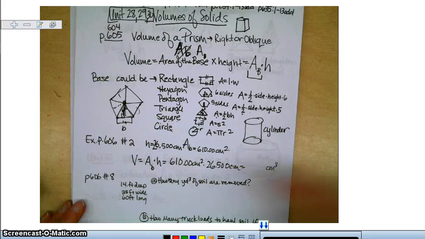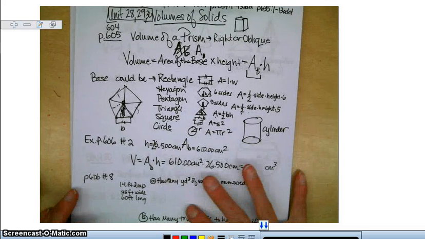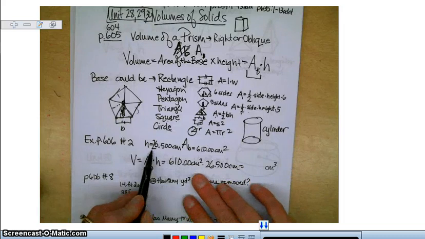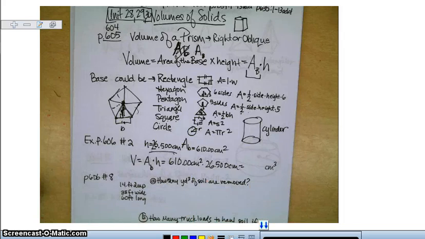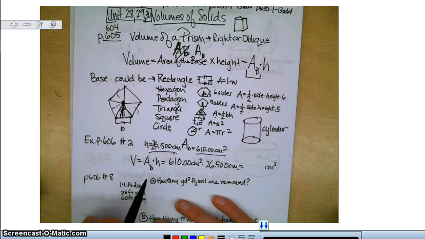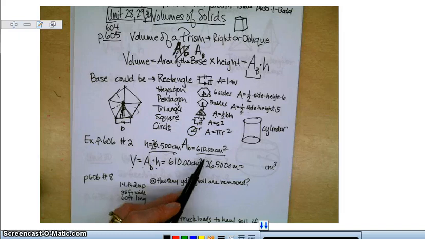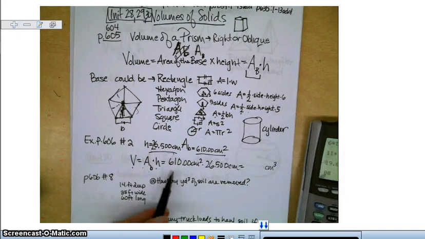Page 606, number 2. This is actually one of the problems from the problem section. So it says compute the volume of a prism with a height of 26.5 centimeters and a base of 610 centimeters squared. So what they actually just give you are the values that you need to find the volume. The volume is the area of the base times the height. And so the area of the base, they tell you, is 610. They just tell you that. And then there's the height. So you just multiply them.